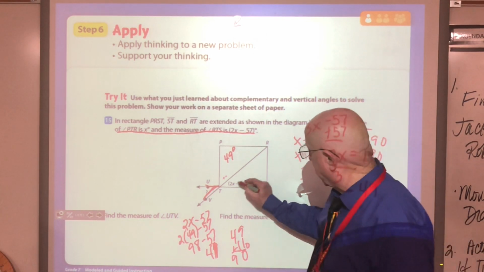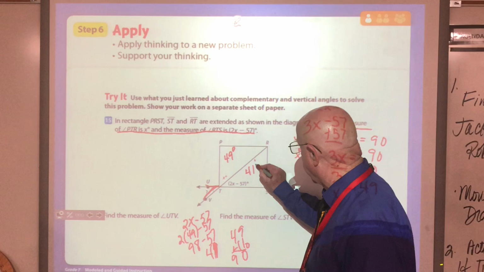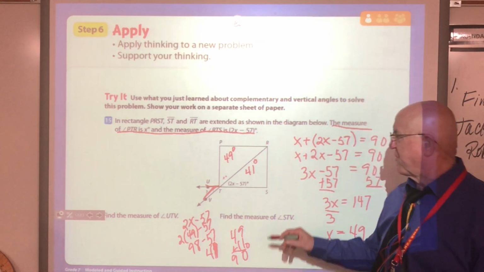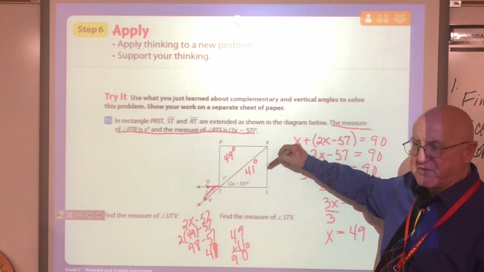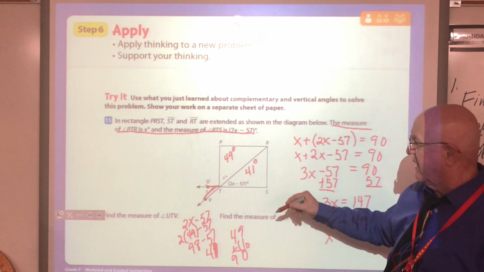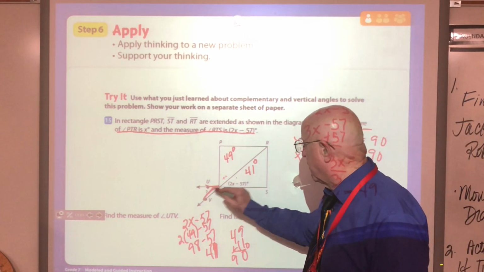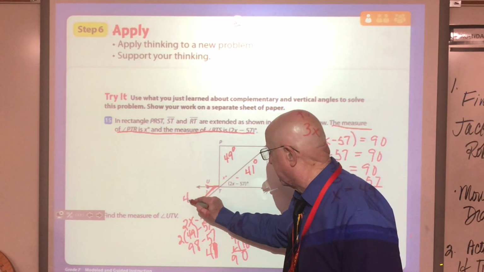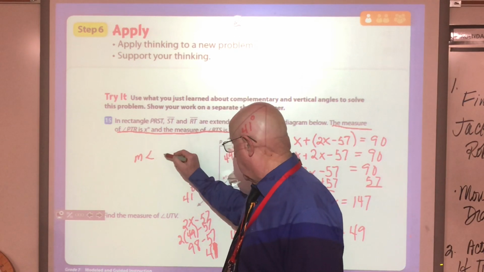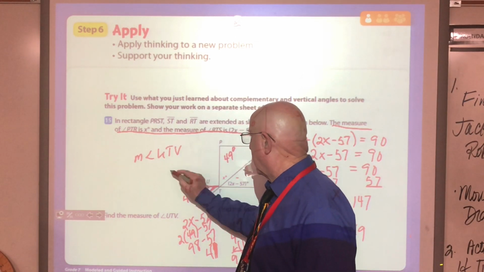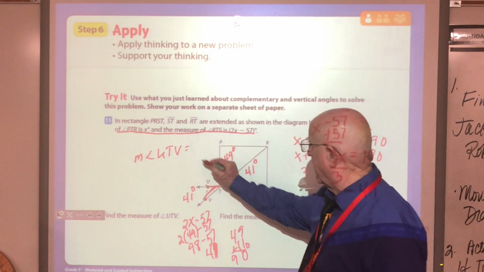So the measure of this angle right here is 41, and we can check that by subtracting 49 from 90, and we can subtract this 41 from 90 and get 49, so we see we're both right. Since this is a vertical angle with this one, its measure is also going to be 41 degrees. So the measure of angle UTV is equal to 41 degrees.